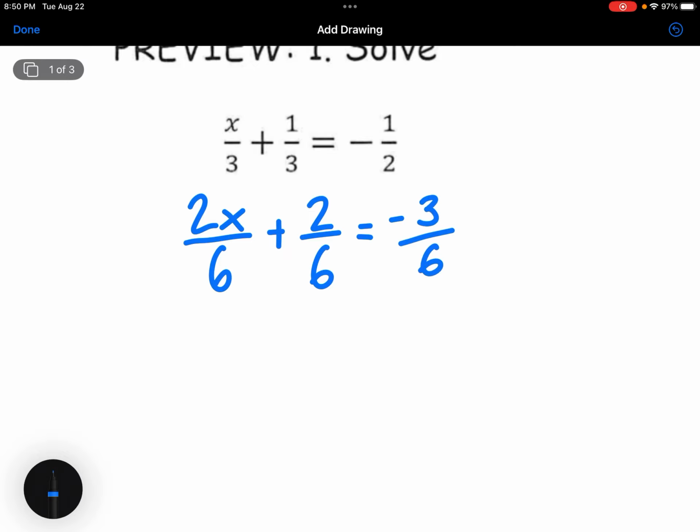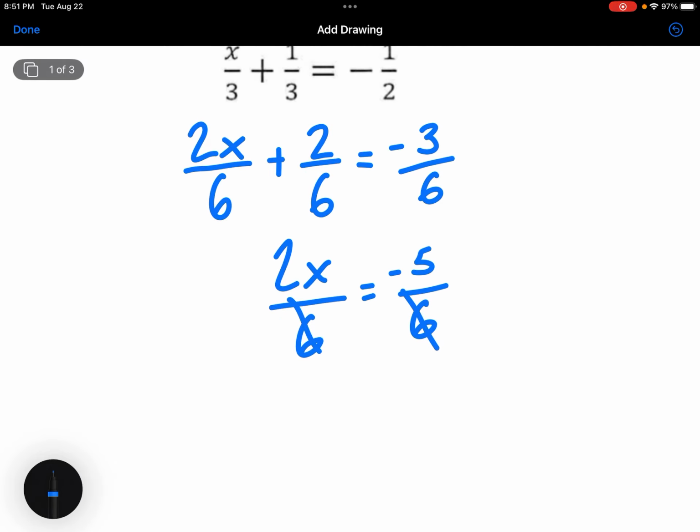Now I'm going to move all the numbers to one side, all the letters to the other. We're going to get 2x over 6 equals negative 5 over 6. At this point, a lot of people get confused as to what you do with the 6. Well, the 6's actually just cancel out. We're going to multiply both sides by 6, and those two things cancel out. So we're left with 2x equals negative 5, and therefore x equals negative 5 over 2.